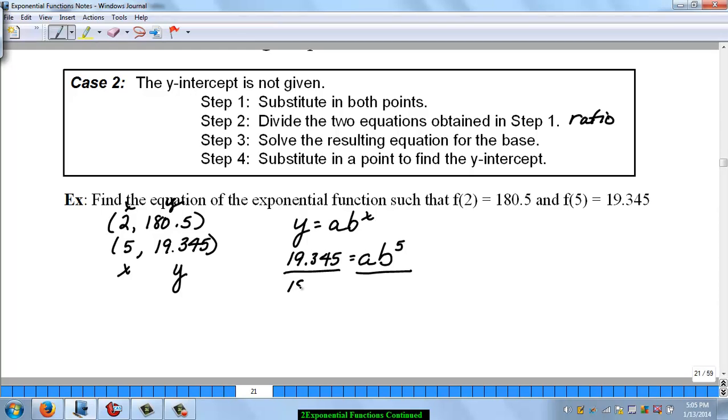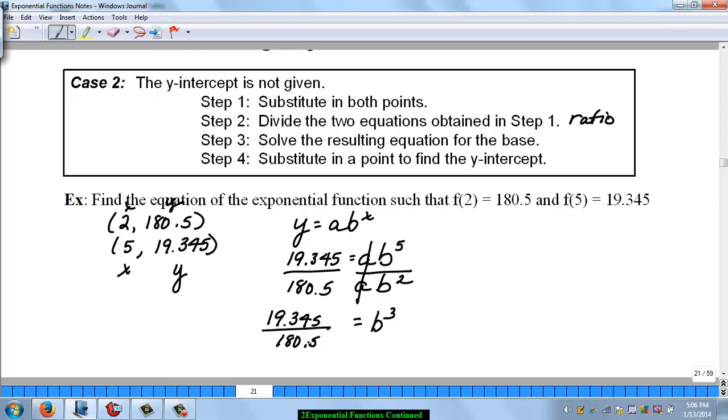So I have 180.5 equals a b to the second. Now, when they're like this, a cool thing happens. The a's cancel right out. And since I have the same base, b to the 5th minus 2, b to the second is going to be b to the 3rd. So I have b to the 3rd equals this decimal. So please, again, do not round, do not change it. It doesn't need to be. You can put it in your calculator just the way it is.